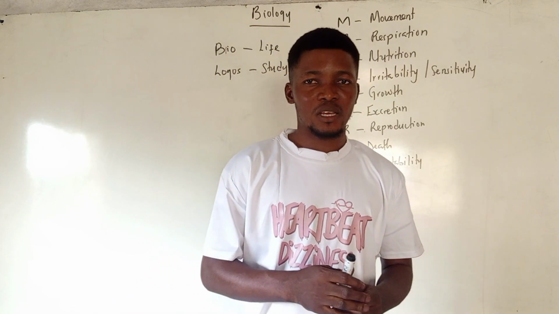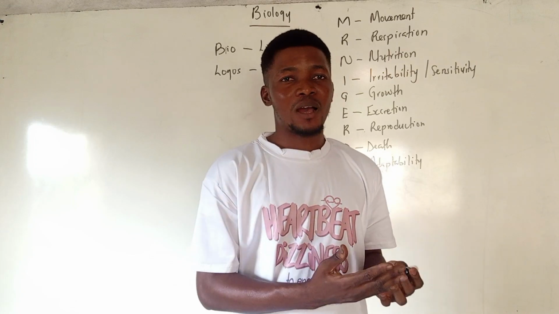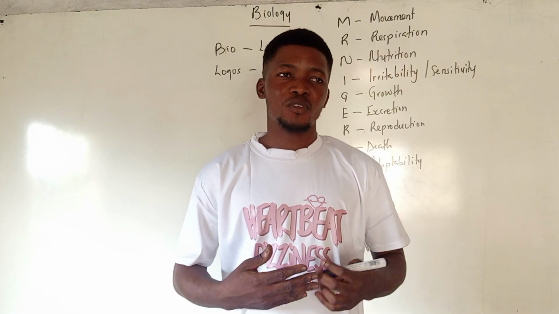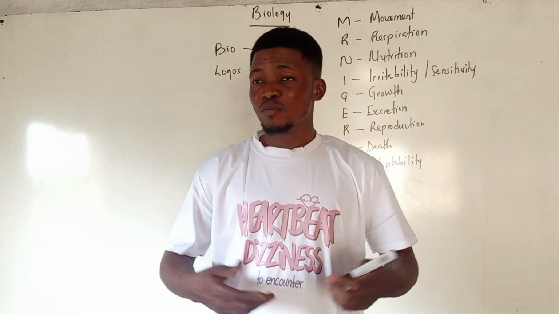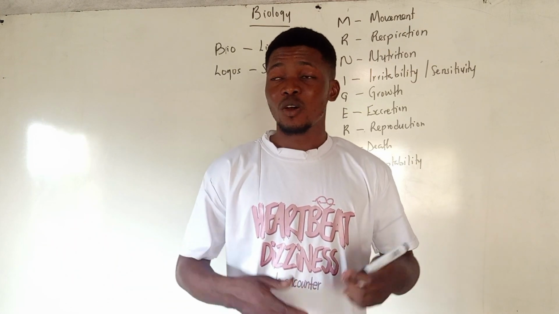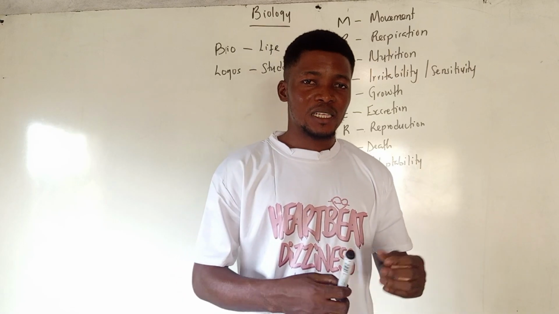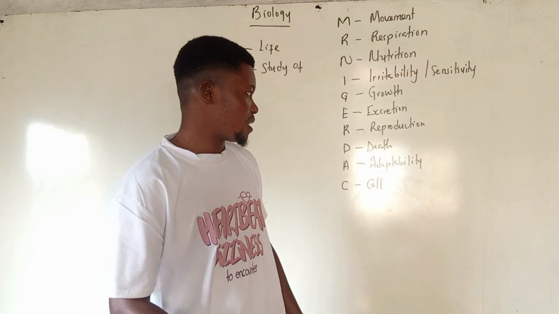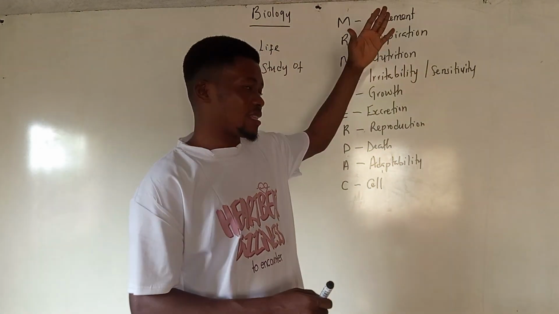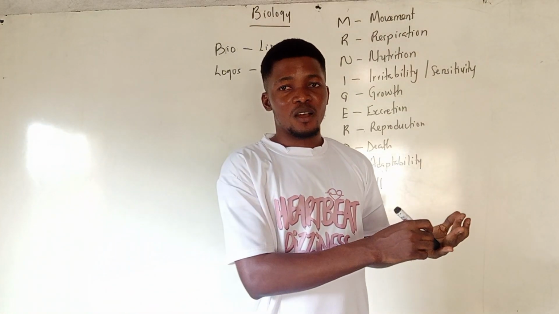Then we have multicellular organisms. Multicellular organisms are organisms with more than one cell. For example, humans, most mammals, most animals. I think all animals are multicellular organisms. We have higher plants and then hydra, jellyfish, and all of that. Okay, so these are the characteristics that make up what? Living things.